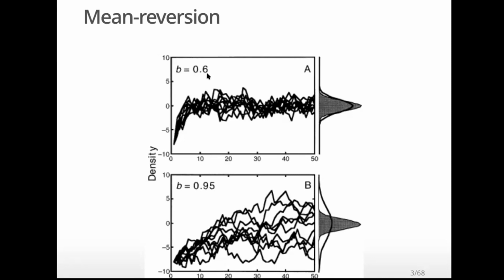So in this case, B equals 0.6, that's small. Small is anything that's close to 0. And in that case, you can see it's pulled tightly close to that level. And then here, the same process variance, but the B is closer to 1, so closer to a random walk. And you can see it's not really pulled as strongly back to the level.